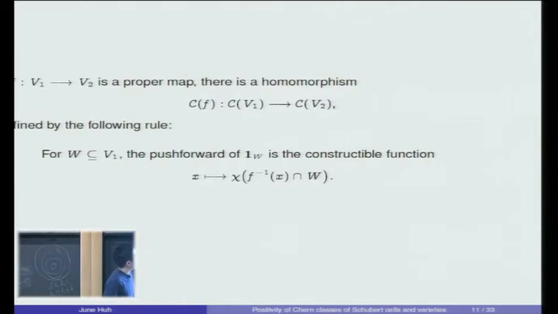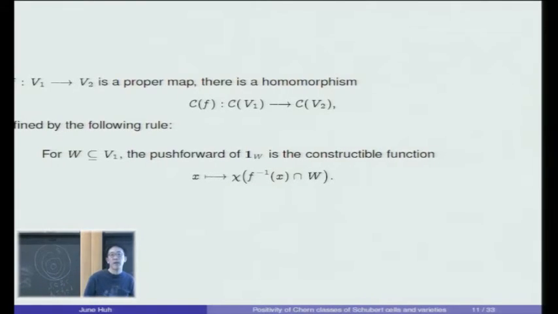And then this assignment of a group to each algebraic variety defines a functor in the following way. Whenever you have a proper map between two varieties, then you have a group homomorphism in the right direction, from constructible functions on V1 to constructible functions on V2. So what is this group homomorphism?